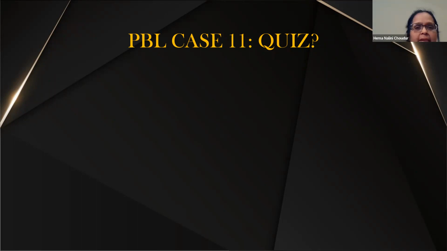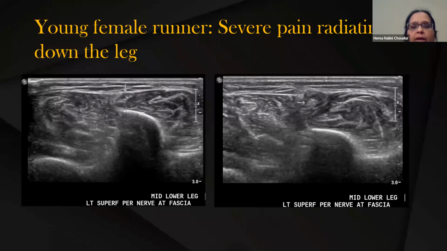So let's see this. Our first case is a young female runner, with severe pain radiating down the leg. We didn't know what we were looking at. She said the pain is along the lateral aspect of the distal third of the calf and going down. We put the ultrasound probe, which is the easiest to do, and we saw the deep fascia here. We see skin here, subcutaneous fat here. We're seeing the short axis plane. We're seeing the muscles, and we're seeing the fibula.